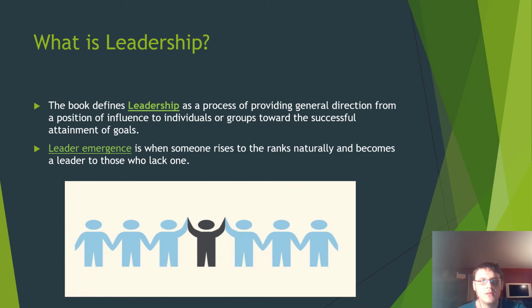Okay, so what is leadership? There are probably hundreds of different definitions you can come up with, but the book defines leadership as a process of providing general direction from a position of influence to individuals or groups toward the successful attainment of goals. Usually this is through leader emergence, which is when someone rises through the ranks naturally and becomes the de facto leader of a group that is in desperate need of a leader.